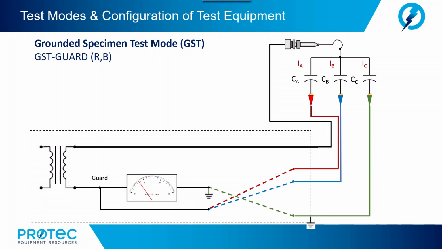Now, in a grounded specimen test, GST, guard, red, and blue. So again, in a GST test, ground is always being measured, as we see here, going through the metering circuit, but we're going to guard and not measure the currents flowing on the red and the blue channel. So the result of our measurement would be only the measurement of current I sub C.